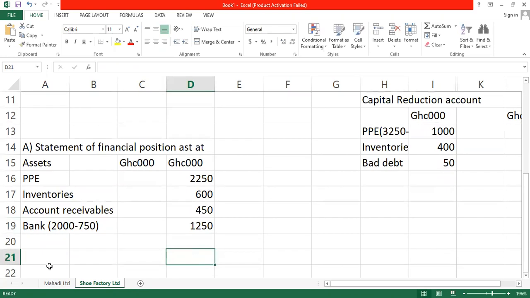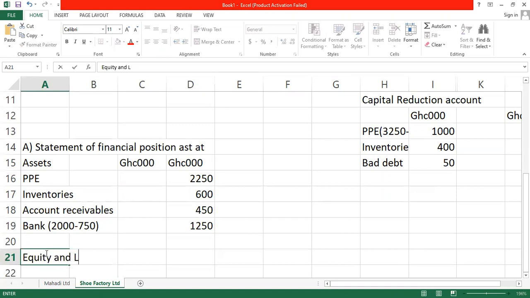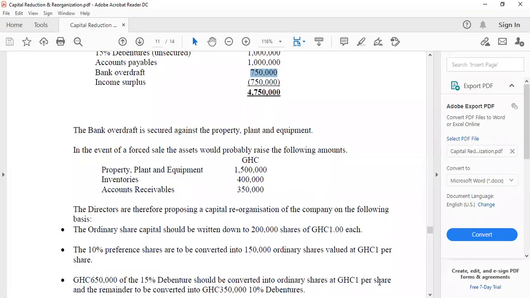Let's count to equity and liabilities. Is it 750,000 or 750 million? We are keeping 3 zeros. Okay. Equity and liabilities. So right now we can focus on our capital reduction.